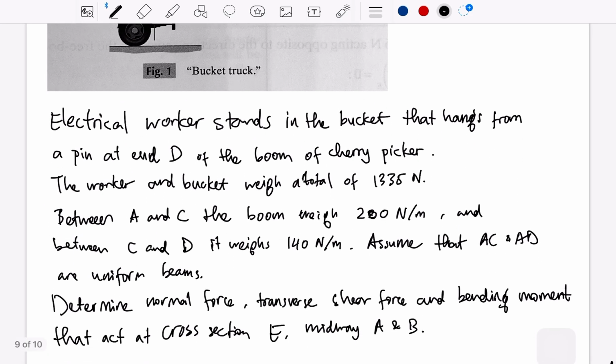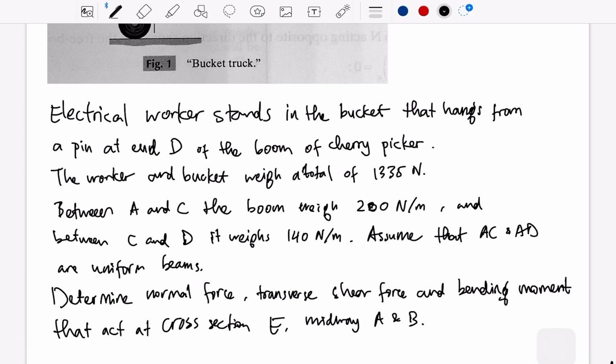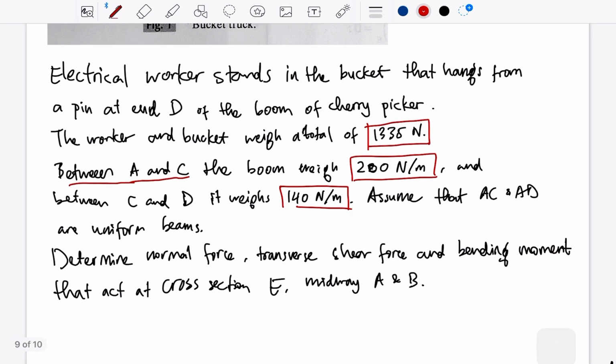Let me give you this question. An electrical worker stands in the bucket that hangs from a pin at the end of the boom of, we said, a cherry picker. The weight of the worker and the bucket is 1,335. Between A and C, the weight is this, along the distance. If you need to find the exact weight, you need to multiply with the distance. And between C and D is 140 Newton per meter. Assume AC and AD are uniform beams, which means the distribution is even. Determine the normal force, transverse shear force, and bending moment.